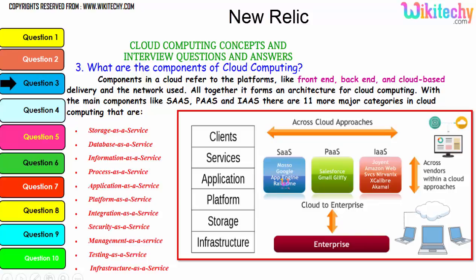For software as a service, App Engine, Google, and Mazo are typical examples. For platform, it's Gmail, Giphy, and Salesforce. Whereas for infrastructure as a service, you have a lot of companies: Amazon Web Services, Delvanix, Excalibur, Akamai, Joyent, etc.